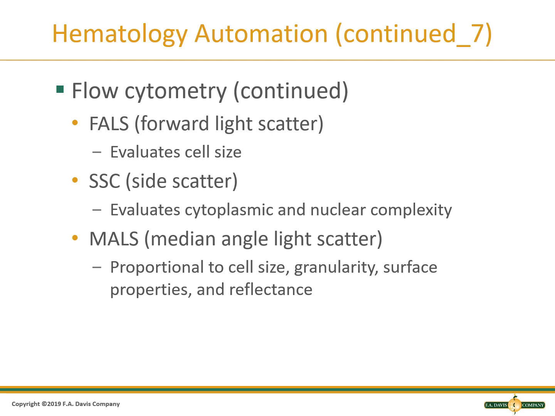You have SSC, or side scatter. This evaluates the cytoplasmic and nuclear complexity. You also have MALS, which is median angle light scatter. This is proportional to the cell size, the granularity, the surface properties, and the reflectance.